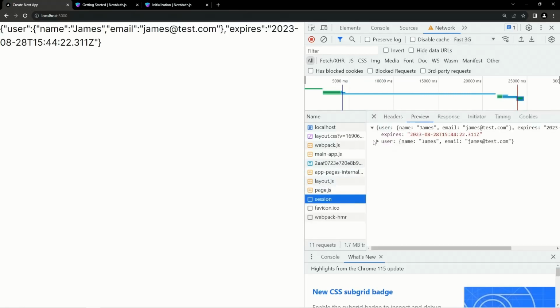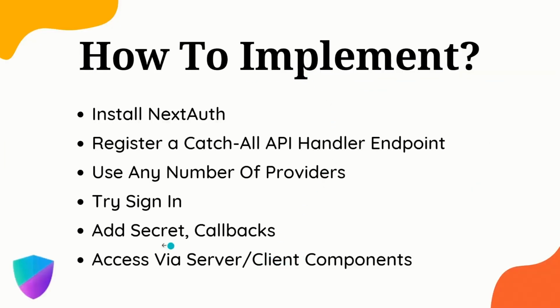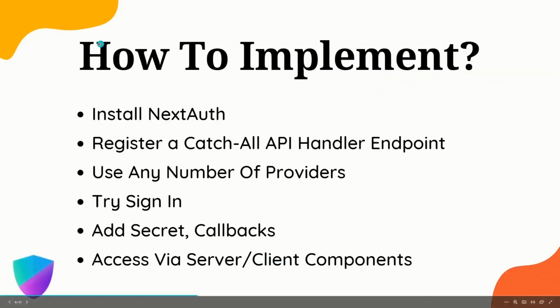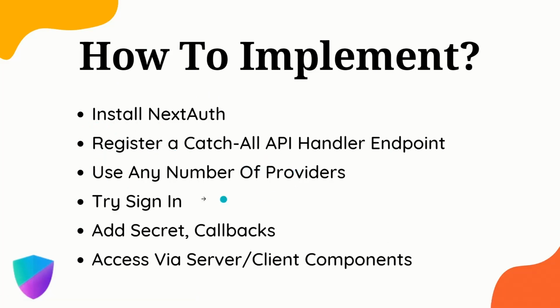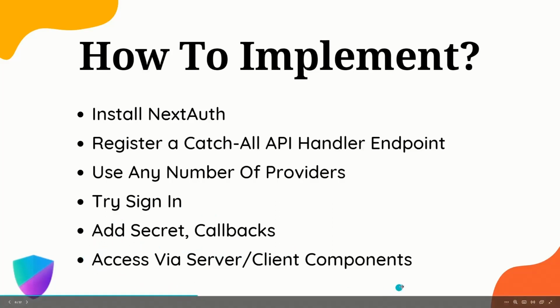Now we have the session, and from there you can see we have the user property, user email and the name. Then we are seeing the details, so it means everything seems to be working fine. With this step, the last step has also been completed. So now we have successfully integrated NextAuth inside our Next.js web application, and it is working perfectly fine. We have installed NextAuth, we have registered the endpoint, we have used the credentials provider, we have the sign in, we have the secret. We don't have the callbacks yet, but we can add the callbacks later. Then we can access it via the server and the client components, and everything seems to be working perfectly fine.